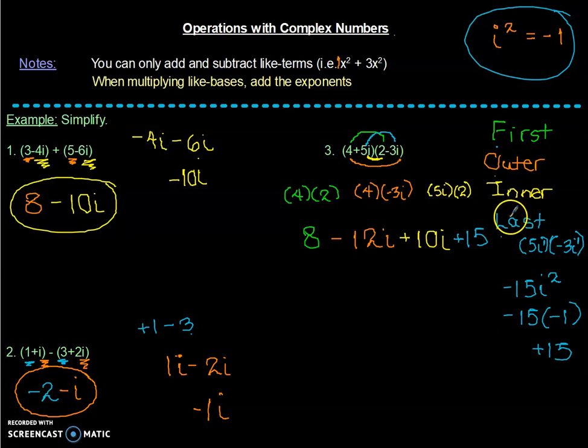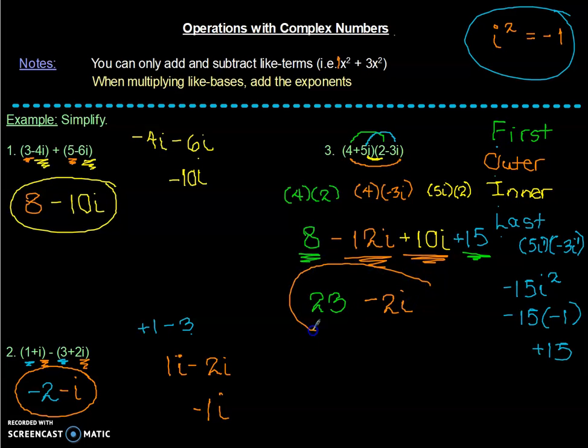When I'm done foiling, I have this whole adding and subtracting problem that I've done for number 1 and 2. So I'm going to add and subtract the real numbers. So I have 8 plus 15, and that would give me 23. And then I have negative 12i plus 10i. So I'm going to keep the imaginary number i and combine their coefficient, negative 12 plus 10. Signs don't match, subtract, take the sign of the bigger number. And that's pretty much it.